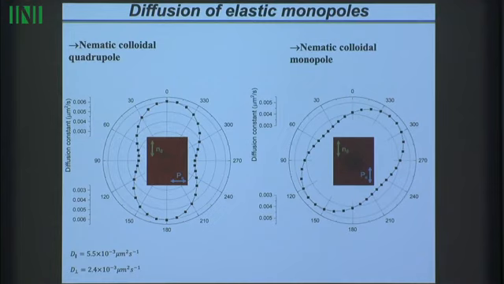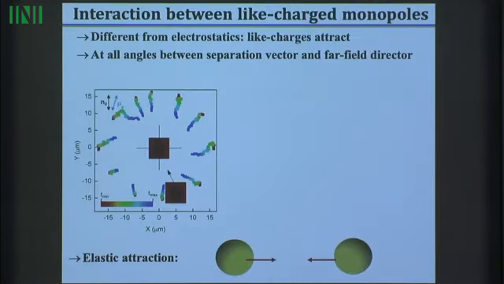But when you have the monopole, it's not only that. Actually, this anisotropic characteristic angular dependence is not aligned with the far-field director, as you can see in here. So they are diffusing in a very asymmetric way. Moreover, what we can do is we can probe the elastic interactions between these particles using laser tweezers as we release them from laser tweezers.